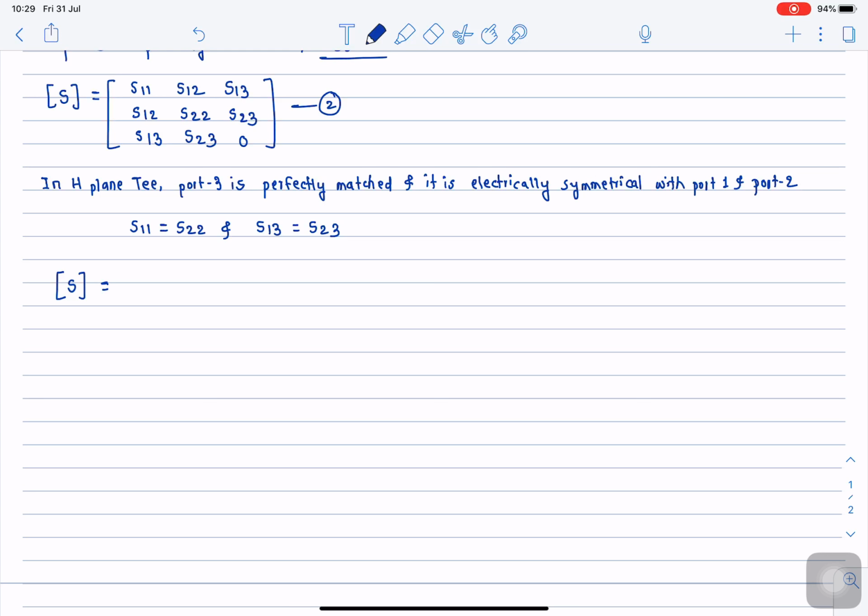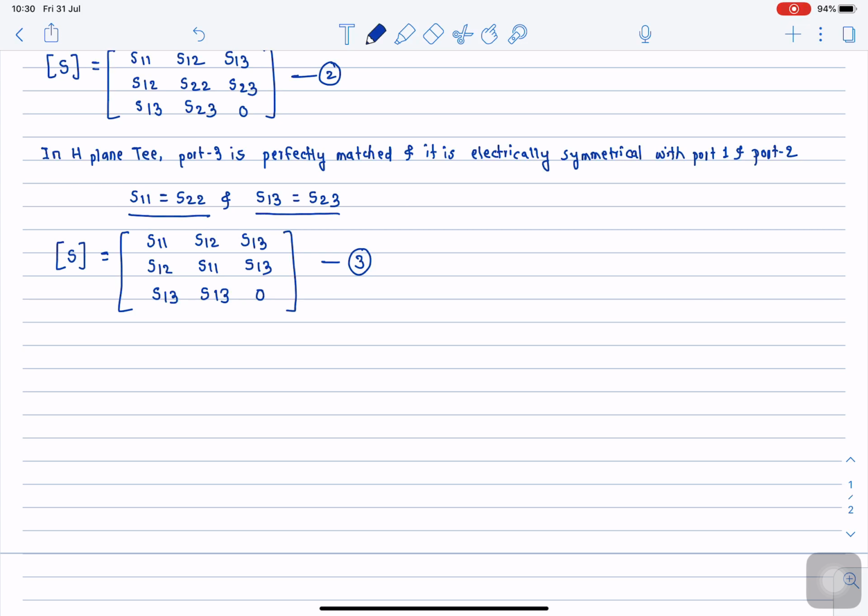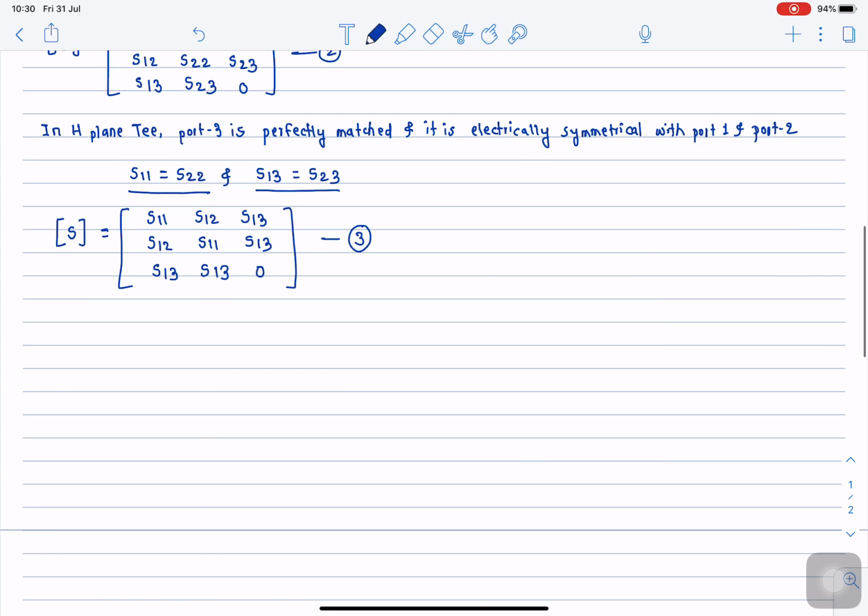So I will write S11. And S23, now here we can write S23 is equal to S13, so I will write S13. And similarly here I got S13. Here I got S23, now S23 can be replaced as S13, and this last term is already 0. Now see how we modified the scattering matrix from equation number 2 to equation number 3. So we are going to solve this scattering matrix and find the values of all these remaining scattering parameters.